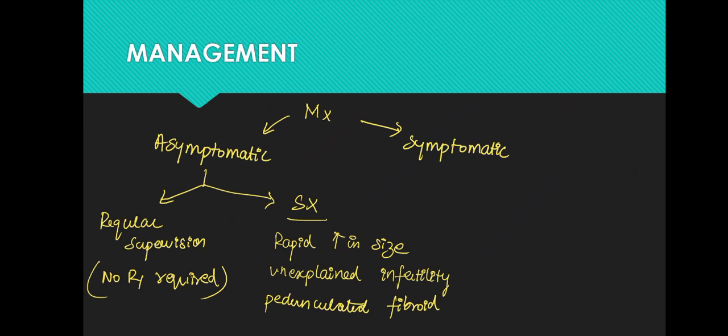Coming to the management, it differs for asymptomatic and the symptomatic cases. If the person is asymptomatic and if the size is small, then regular supervision would do and there is no treatment required. Whereas in certain cases, surgery is indicated, like in case of rapid increase in size, unexplained infertility, or when there is a pedunculated fibroid.